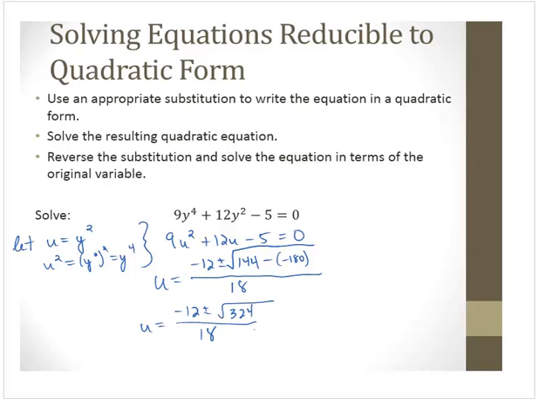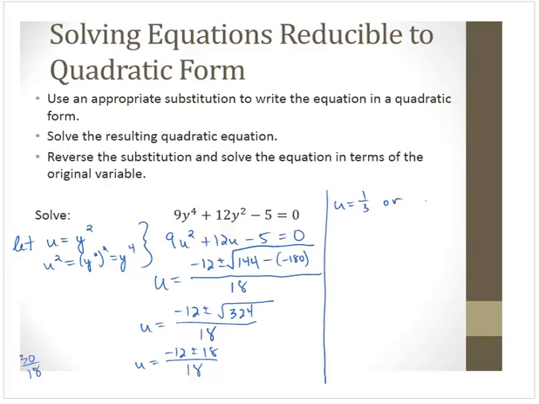Now the square root of 324 is 18, so we have u is equal to negative 12 plus or minus 18 over 18. Alright, so we do get rational solutions to that equation. And so then reducing, negative 12 plus 18, that's 6. 6 over 18 is 1/3. So I find that u is equal to 1/3, or negative 12 minus 18 is negative 30. Negative 30 over 18, reduce that by a factor of 6, gives us 5/3.